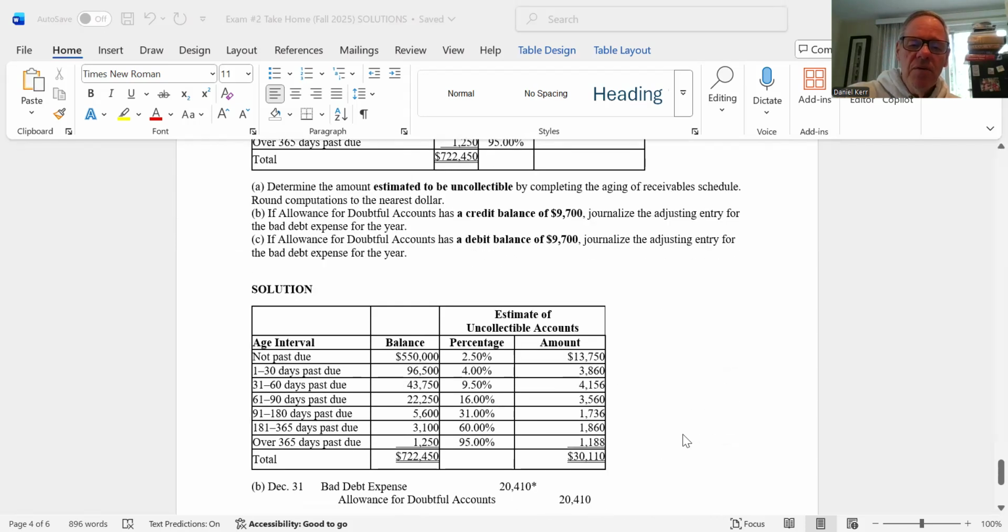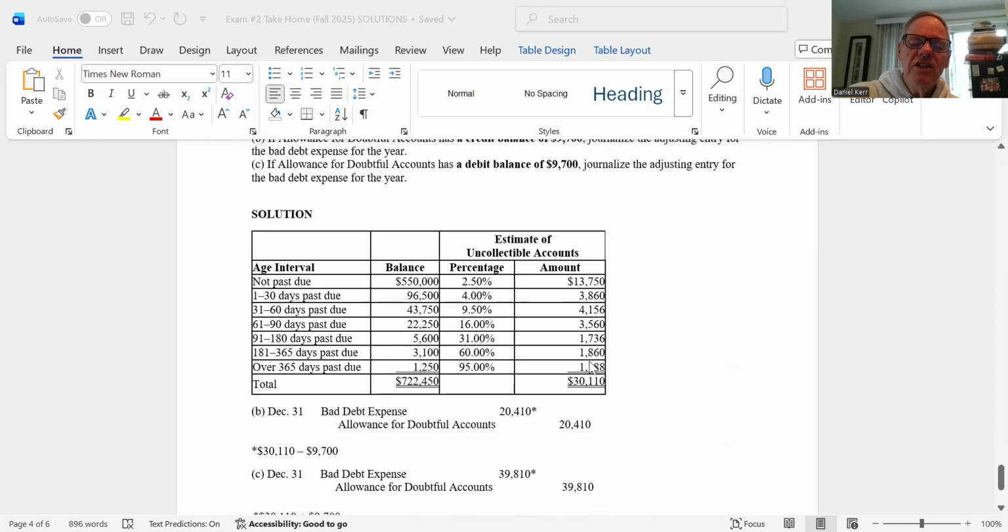The first thing we had to do here is get our estimate of the uncollectible accounts. Some of you just made errors in doing your multiplications here. These were the balances, and these were the probabilities that they would prove to be uncollectible. You apply these various percentages to the balances, and what you come up with as our estimate of the uncollectible accounts is 30,110. That's the answer to A.